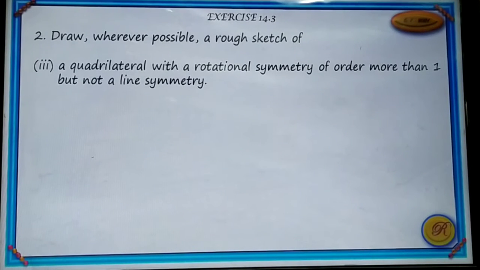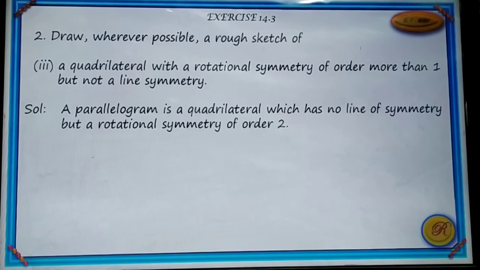Third one, a quadrilateral with a rotational symmetry of order more than 1 but not a line symmetry. Solution. As you know, parallelogram is a quadrilateral which has no line of symmetry but a rotational symmetry of order 2.